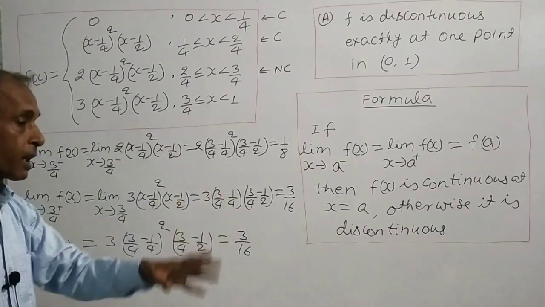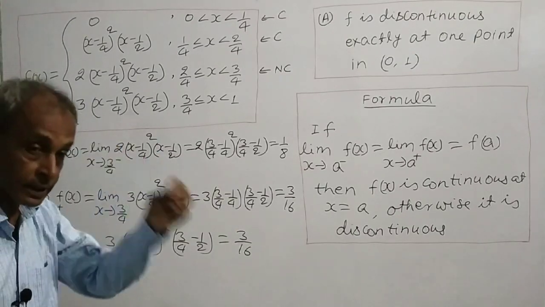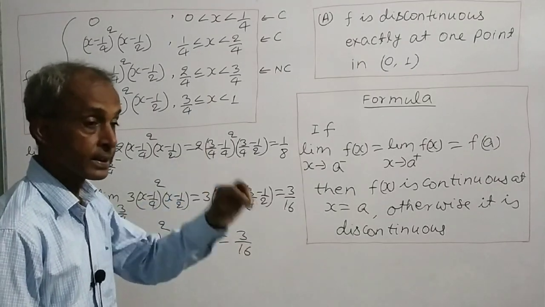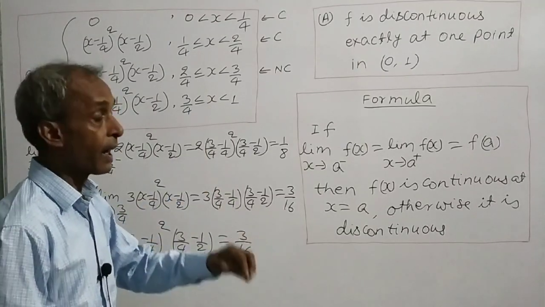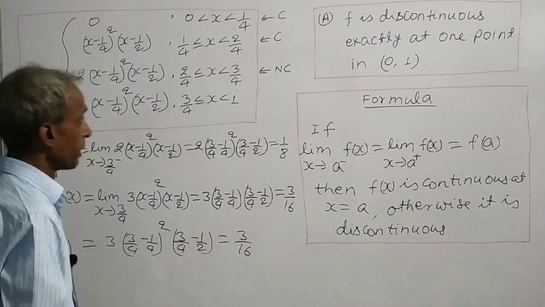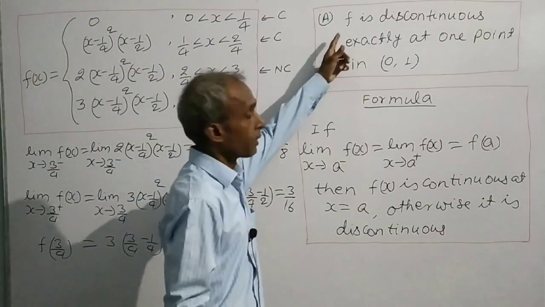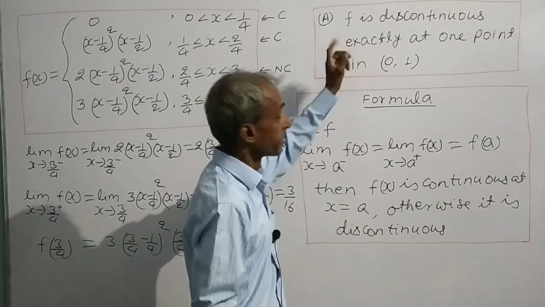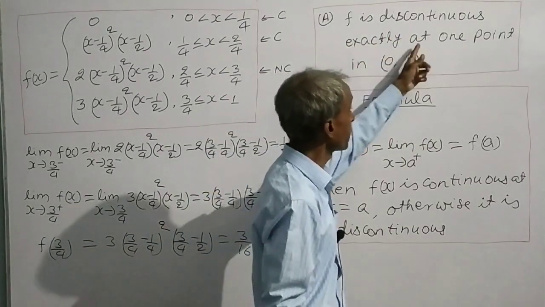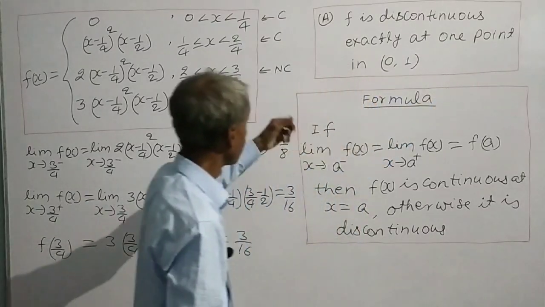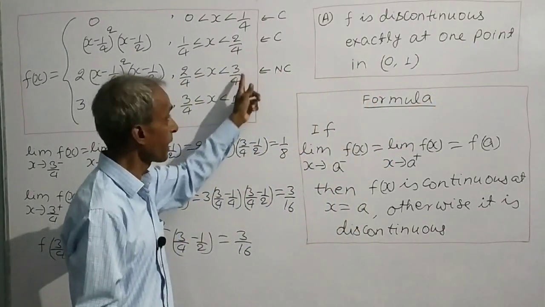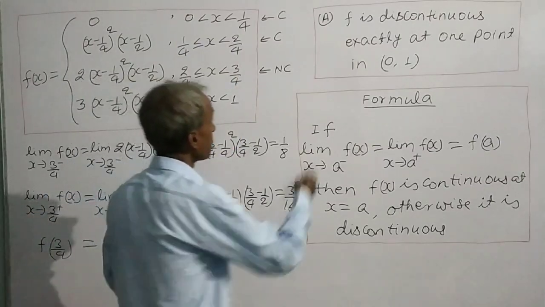At all other points, f(x) is continuous because a polynomial is continuous at each point in the real line. Therefore, this option saying that it is discontinuous exactly at one point, exactly at 3 by 4, is correct.